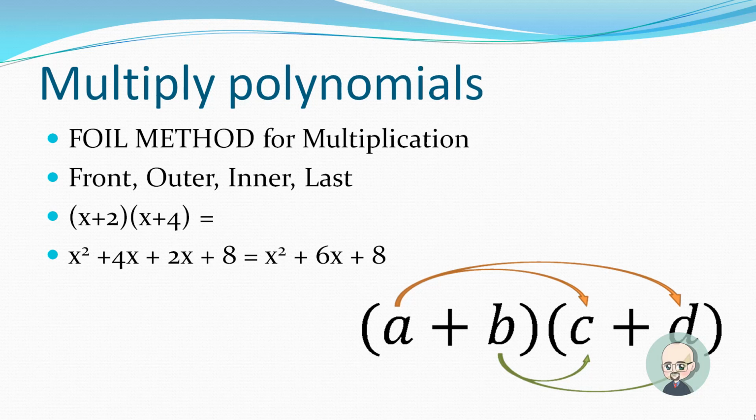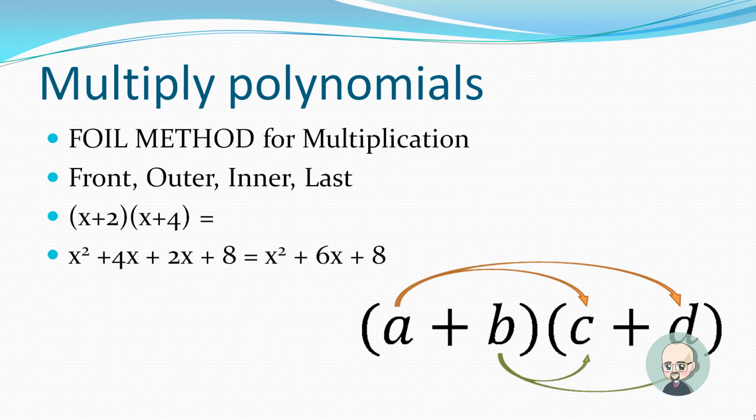So let's look at x plus 2 times x plus 4. All right, the front, x times x, gives us x squared. x times 4 gives us 4x. 2 times x gives us 2x. And then 2 times 4, last, gives us 8. So we summarize the like terms. Okay, x squared, there's no other thing to the power of 2, but we have 4x and 2x. They're both to the same power, which is x to the 1. So that gives us 6x, and then plus 8. So it's x squared plus 6x plus 8.